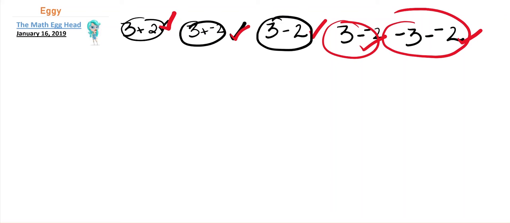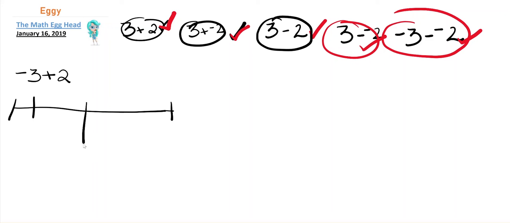All right, guys. So we went through 3 plus 2, 3 plus minus 2, 3 minus 2, 3 minus negative 2, and negative 3 minus negative 2. All the problems that we went through are right on the top of the screen on the right side corner. Now, let me just throw this in here. What's negative 3 plus 2? You can pause the video so that you guys can try.